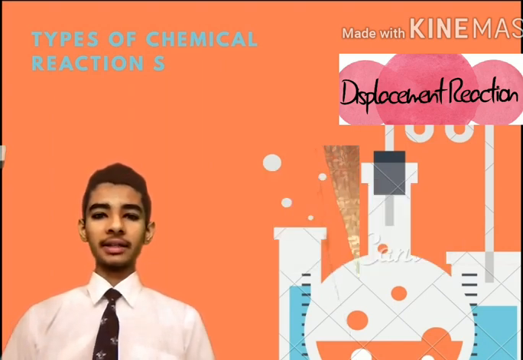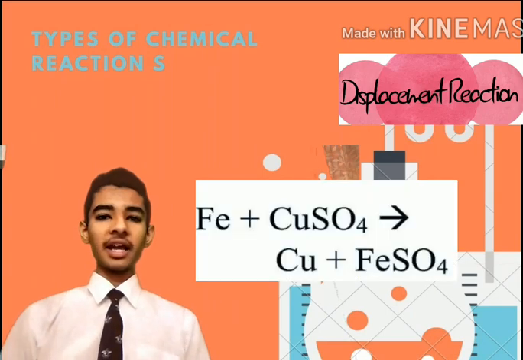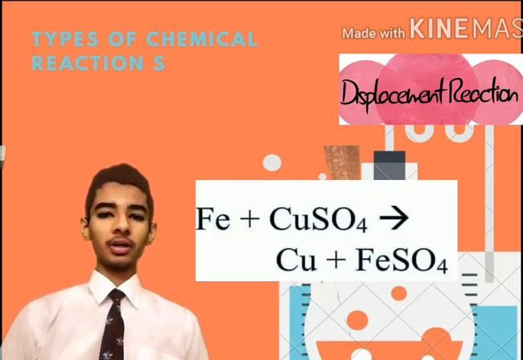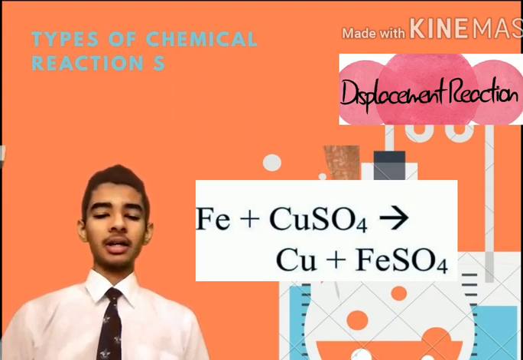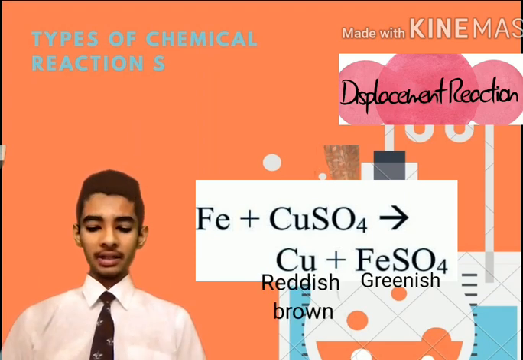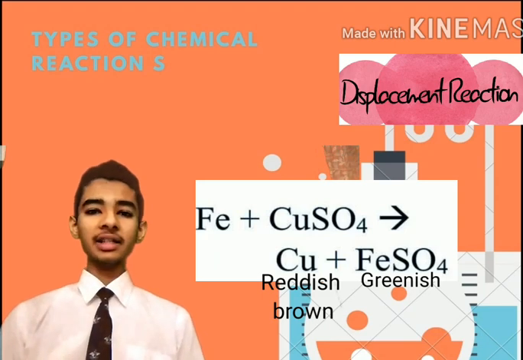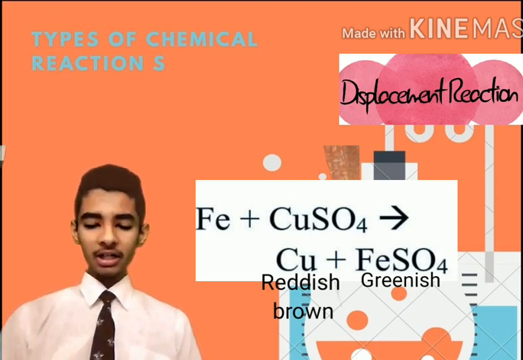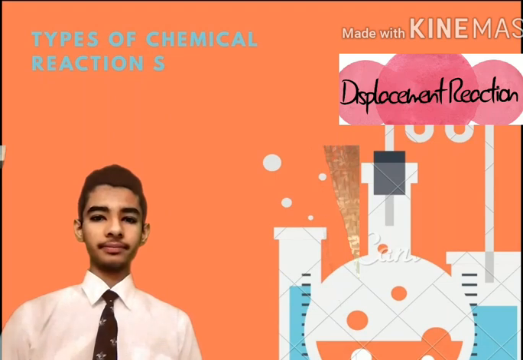Let us take another example. Fe plus CuSO4. Fe means iron and CuSO4 is copper sulfate. As we know that iron is above copper in the reactivity series of metals, iron will displace copper from its compound and form iron sulfate plus copper. Iron sulfate will be of greenish color and copper of reddish brown.